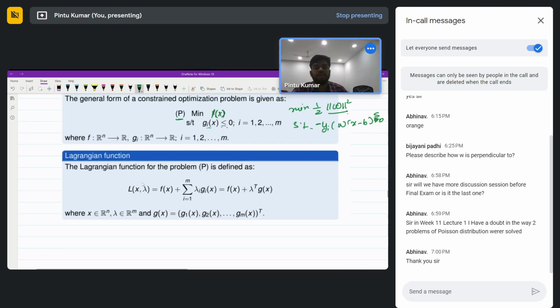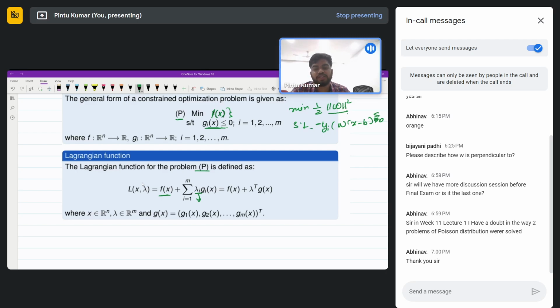Then how is the Lagrangian given for this problem P? We take f of x, the function that we want to minimize, and for every constraint that we have, we associate it with a Lagrange multiplier and we take their sum.